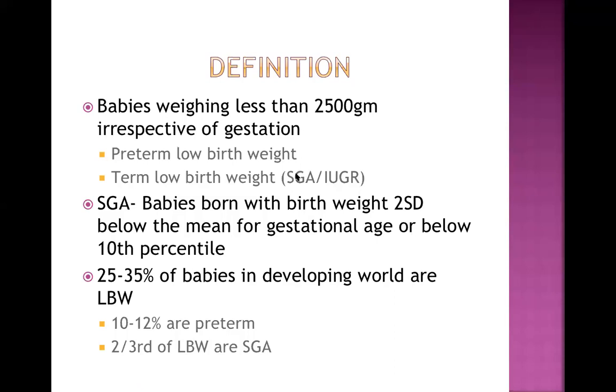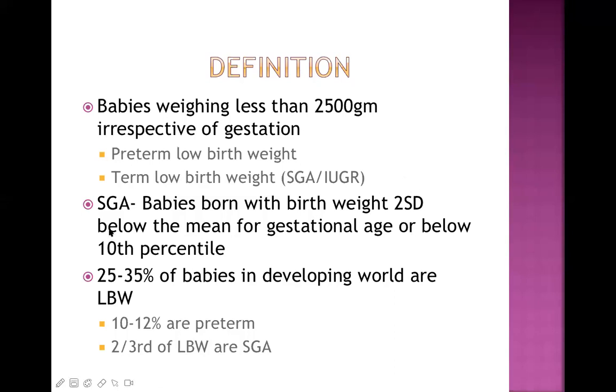Now, there is another term known as small for gestational age, SGA. Actually speaking, these two are not the same thing, okay? IUGR is a very general term. It is a process, actually. If the birth weight of a baby is less than 10th percentile for that particular gestational age, then we call that small for gestational age. In the next slide, I will describe this in detail.